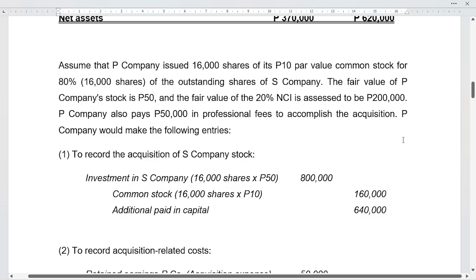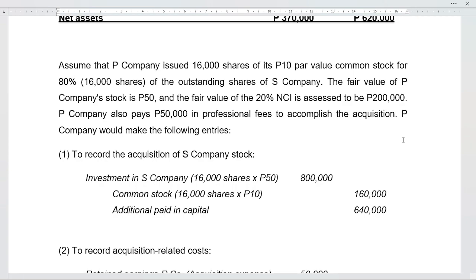Next, assume that P Company issued 16,000 shares of its 10 peso par value common stock for 80% of the 16,000 outstanding shares of S Company. The fair value of P Company stock is 50 pesos and the fair value of the 20% NCI is assessed to be 200,000 pesos. P Company also pays 50,000 pesos in professional fees to accomplish the acquisition.